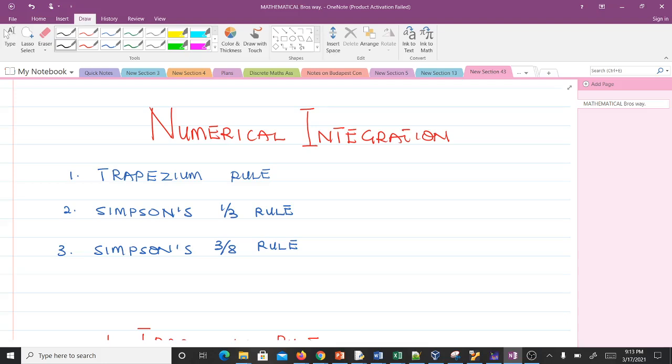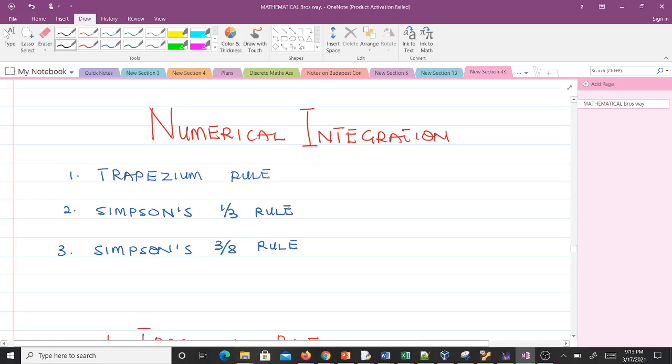We are going to make a series of videos, and we are going to discuss numerical integration. We'll go through these three rules: the Trapezium Rule, Simpson's 1/3 rule, and Simpson's 3/8 rule. We make a series of videos to go through this and make it very simple for you to understand.